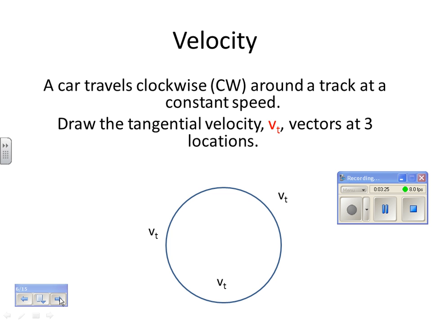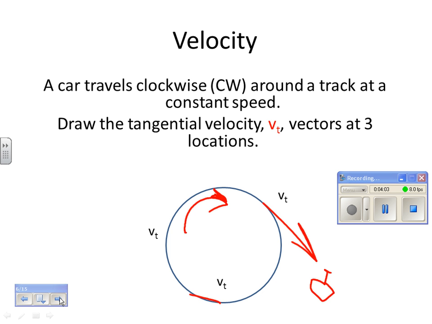Now, a car travels clockwise, so clockwise would mean it's going this way. It's a really good arrow right there. A car travels clockwise around a track at a constant speed. Draw the tangential velocity vectors at 3 different locations. So we'll have one here. It's going to go off like that. The tangential velocity vector would show where it would go if it were to fall off the circle. For example, on the Ferris wheel, hopefully this never happens, but if the Ferris wheel cart was to fly off, it would fly off in that general direction. Once again, I hope that doesn't happen.